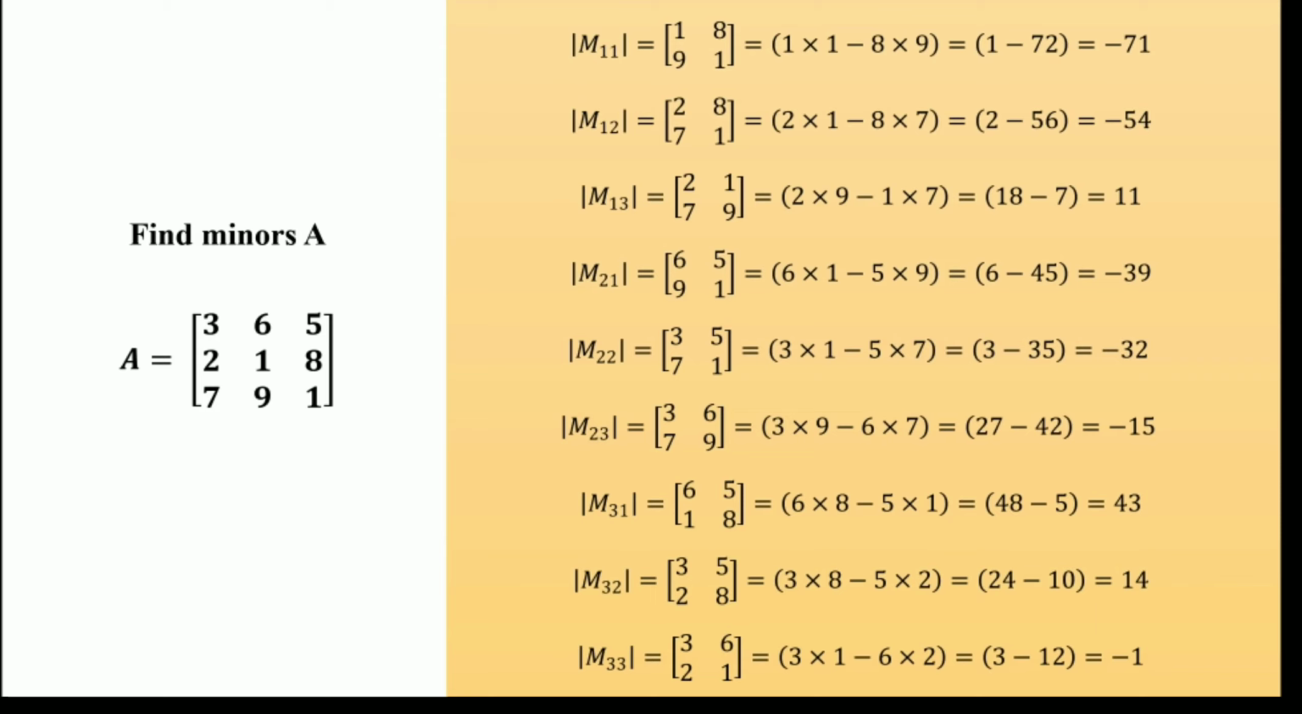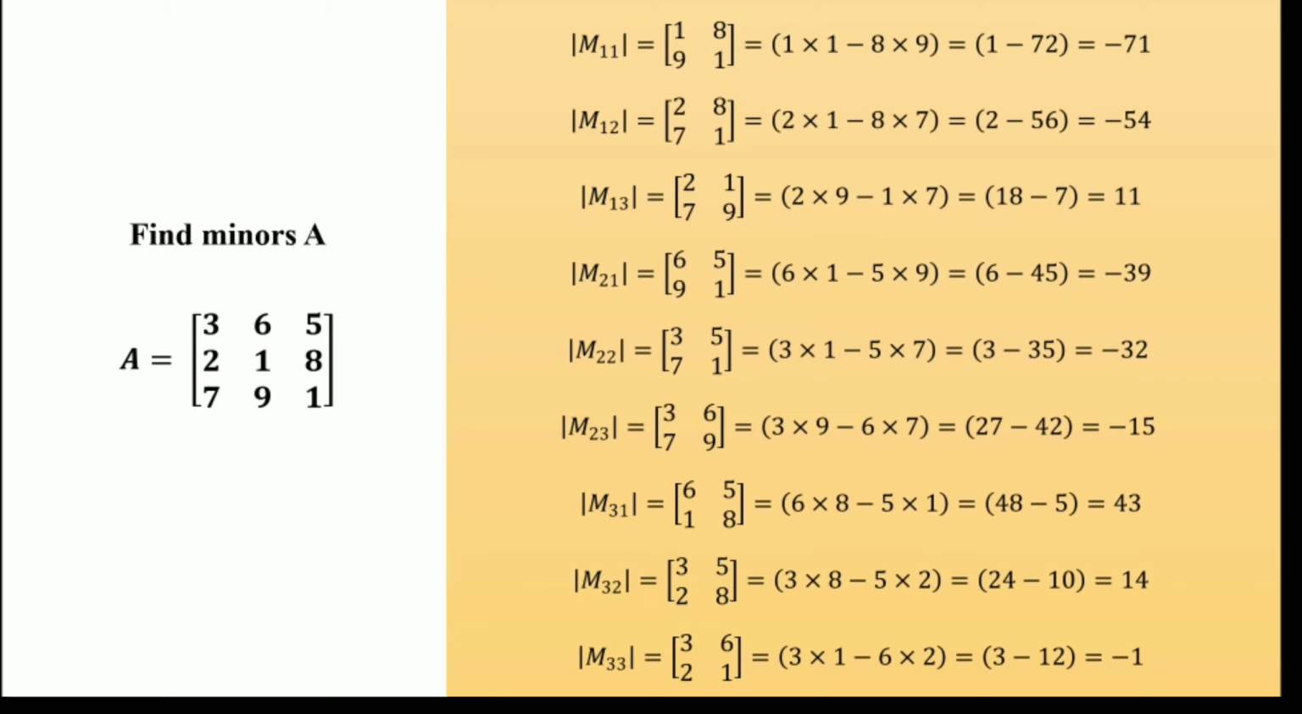For finding the third minor, we have the element corresponding to the third element of matrix A, which is equal to 5. By crossing the row and column, we have a 2 into 2 order matrix, which is equal to 2, 1, 7, 9. And the value of minor 3 is equal to 2 into 9 minus 1 into 7, which is equal to 18 minus 7, which is equal to 11.